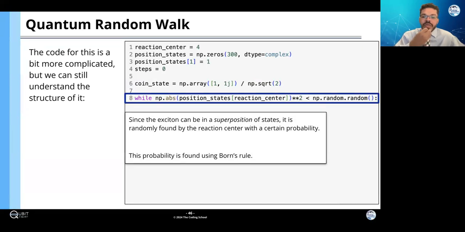Okay, and so this particular line serves the role of telling us when the exciton has found the reaction center. We look at the probability amplitude of the wave vector representing the exciton at the reaction center, and we use Born's rule to figure out the probability of it being there. If that's less than some random number, we execute this while loop.